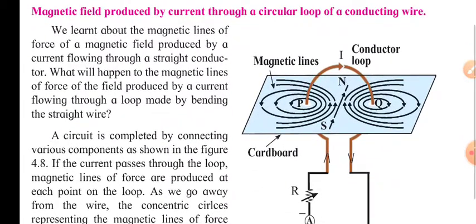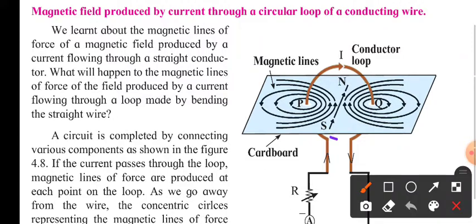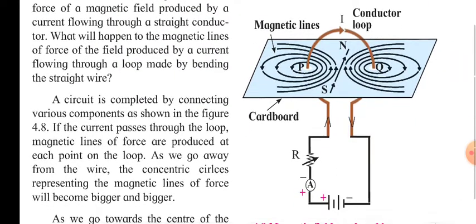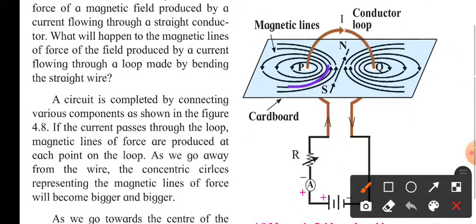Now, the magnetic field produced by current through a circular loop of conducting wire. Here, a loop means this circular formation by the conducting wire. This is called a loop. Now here you can see we have this particular picture, and the direction of the magnetic field is different on both sides. You can see from here it's going like this, and from here it's going like this.